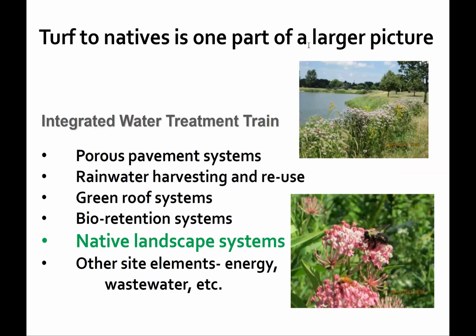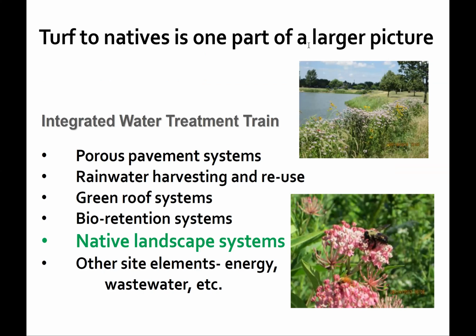I had mentioned to you that turf to natives is only part of a larger picture. So if you think about our built out environment, your home where you live, the place where you work, we have buildings that are now impervious surface. We have parking lots, roof areas. So all of those areas, there's no place for the water to go. So what can we do?